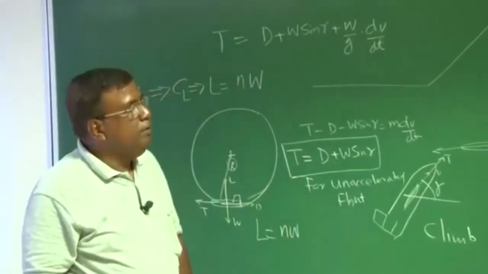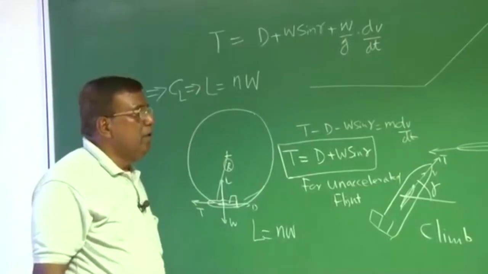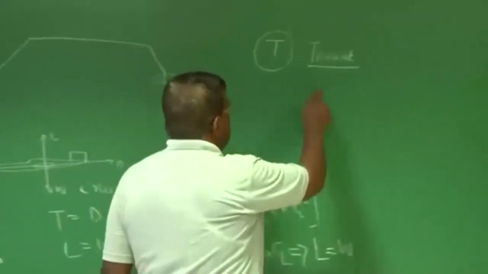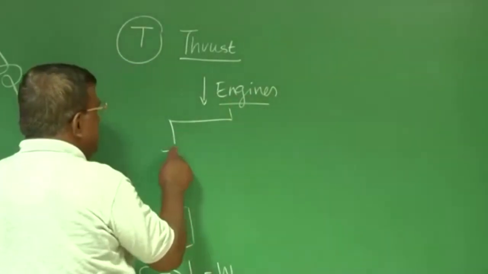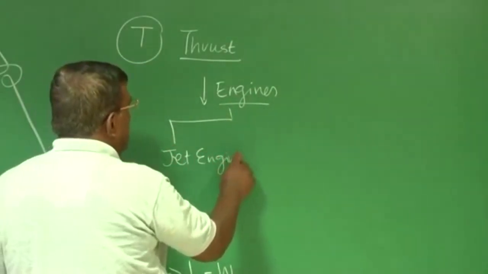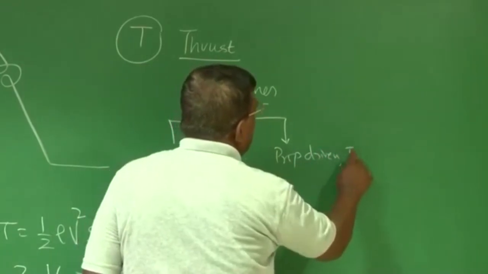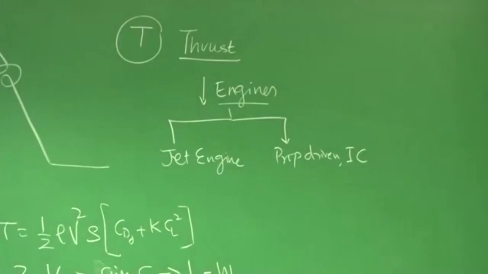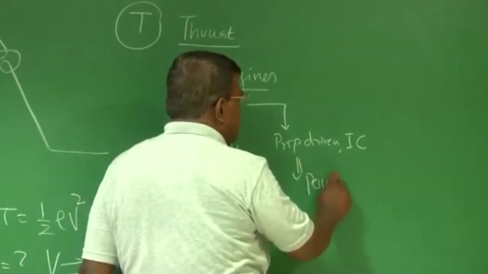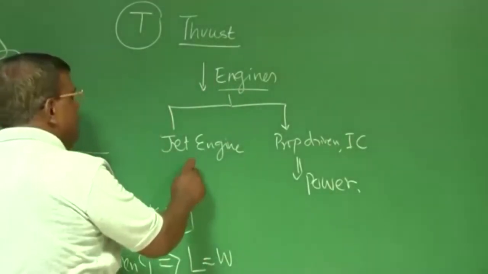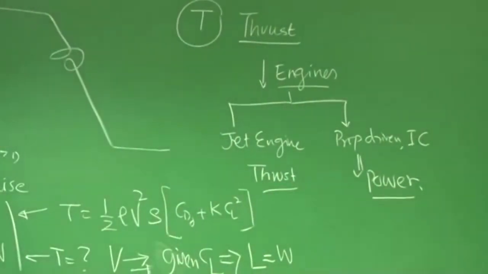And hence, for designing an aircraft, we should also make a judicious choice of what is the thrust requirement. When I talk about thrust, please understand the aircraft primarily will be covering two types of engine. One is jet engine, another is propeller driven IC engine. So whenever you are talking about propeller driven engine, we try to rate the engine in terms of power. And jet engines, we try to rate them in terms of thrust. So this distinction should be in our mind. Okay.